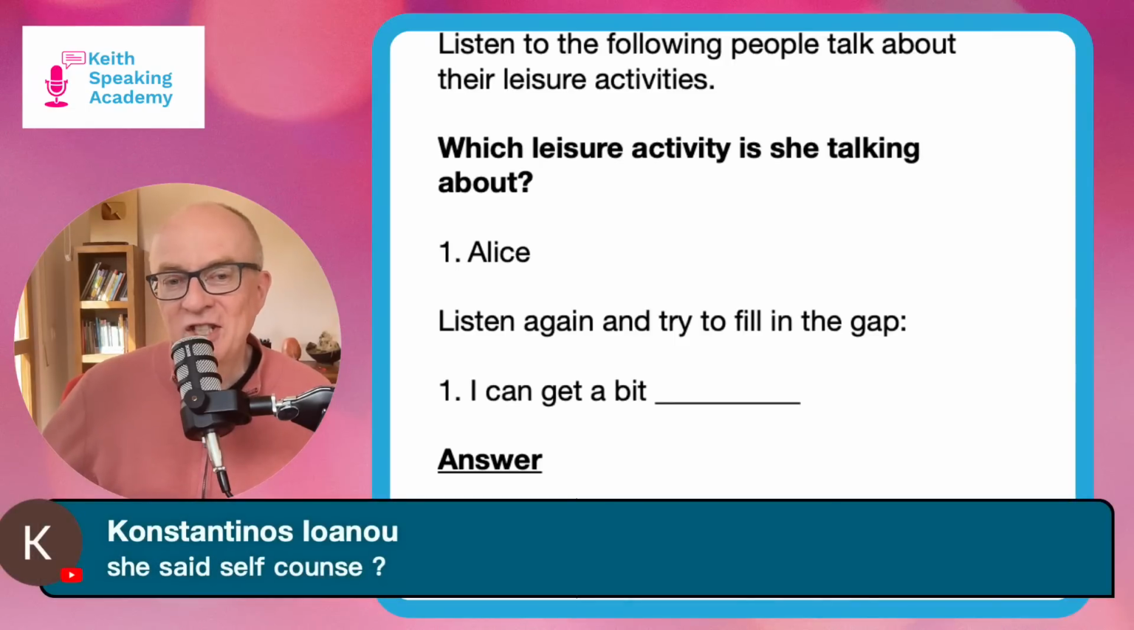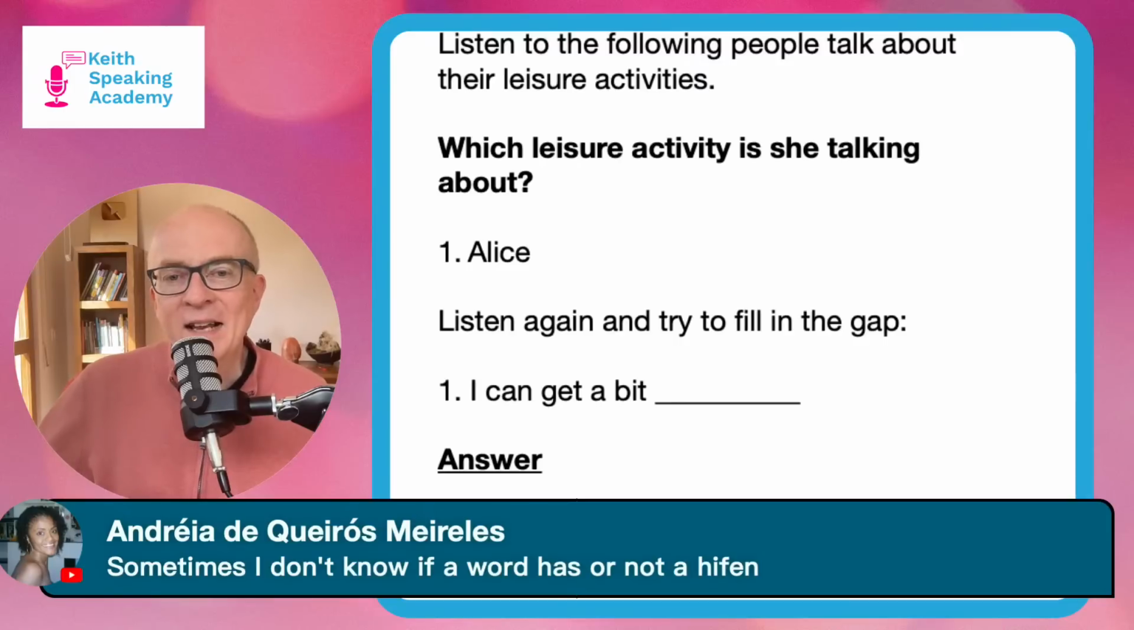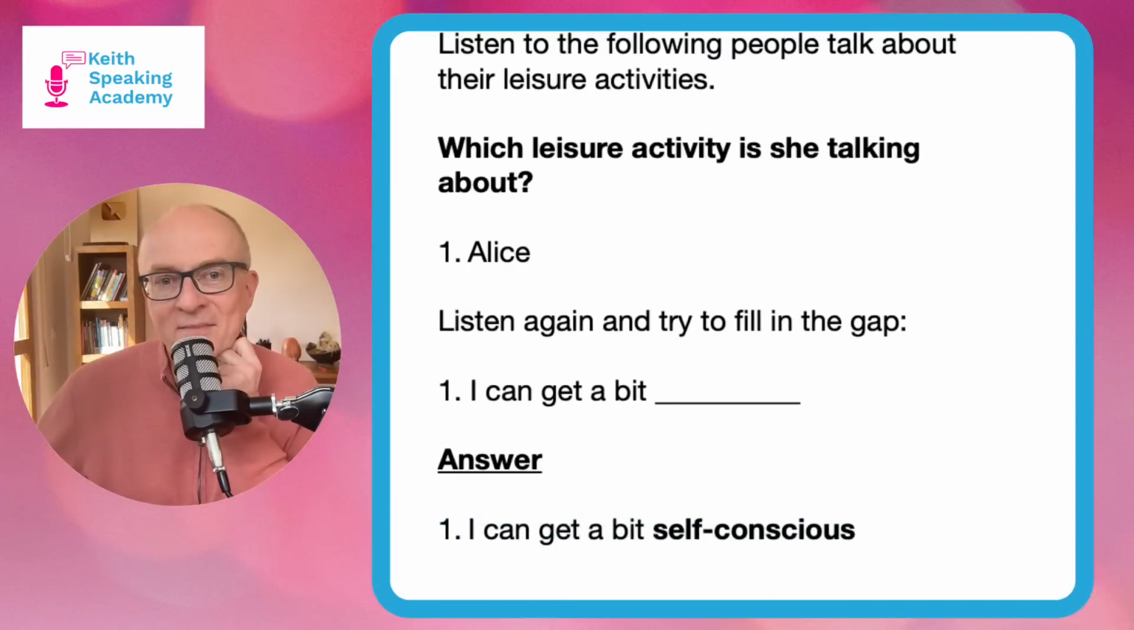Konstantinos, no, she definitely said self-conscious with a sh, as in shh, conscious, self-conscious. Yeah, Andrea, it's very, very difficult to know if it has a hyphen or not. Words with self, not always, actually, no. If it's self-something, it's normally a hyphen. Self-aware, self-conscious, self-esteem, right? If it's an adjective with two words, it's normally a hyphen. But yeah, you have to learn the word.